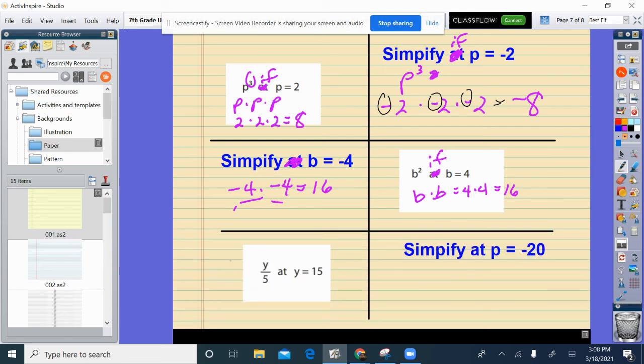Okay, here we have now, this is y over 5, if y is 15. This means division. So I'm going to go 15 over 5 would equal a positive 3 because they're both positive numbers. Now let's simplify that same one, y over 5, if y is negative 20. Well, that'd be negative 20 over 5. We have an odd number of negative signs among the divisor and dividend here, so the answer is going to be negative, and of course that would be 4.